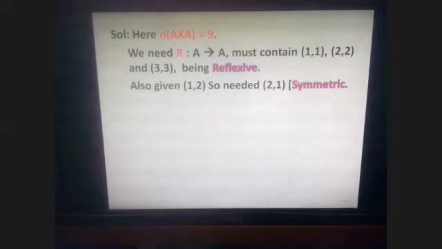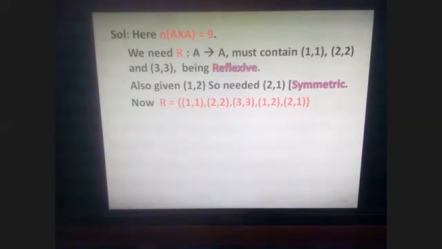Now it is symmetric. So how many are there? 3 plus 2, 5 elements now. I listed those 5 elements: (1, 1), (2, 2), (3, 3), (1, 2), and (2, 1). Tell me, is it reflexive, symmetric, and transitive? Reflexivity is assured. Symmetry is again assured. What about transitivity? Is this listed relation transitive or not?